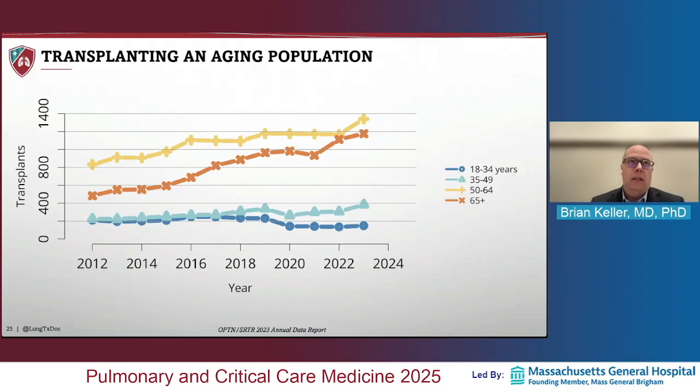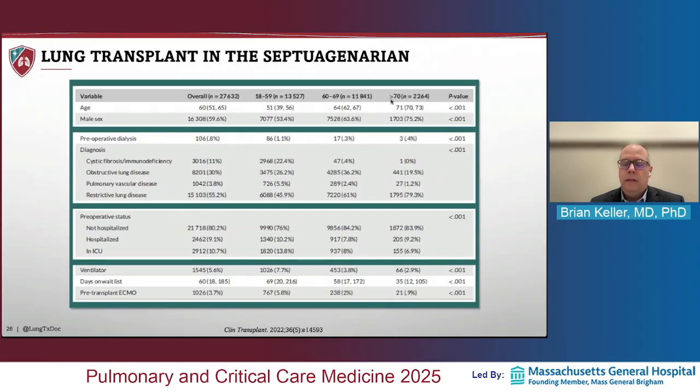Now, we've also seen that the level of illness of these patients is also increasing. So not only are we seeing older patients, but we're seeing sicker patients too. And despite that, outcomes continue to improve. Now, I wanted to just close out by talking about a specific age group of patients that are becoming more common, and these are our septuagenarians. So those patients over the age of 70.